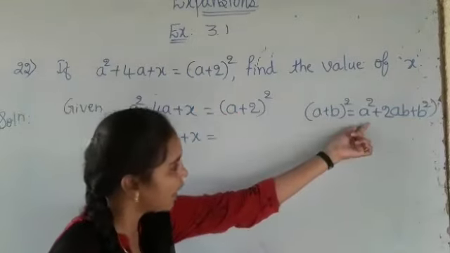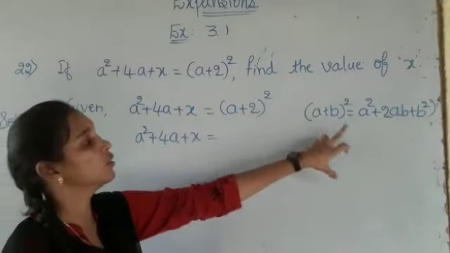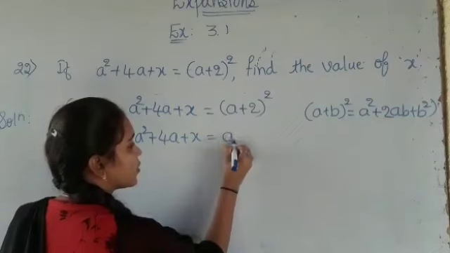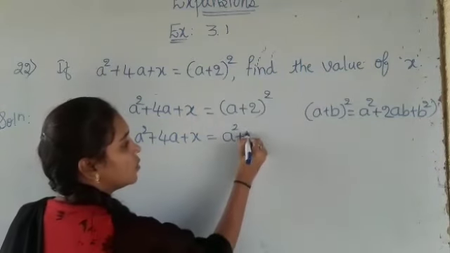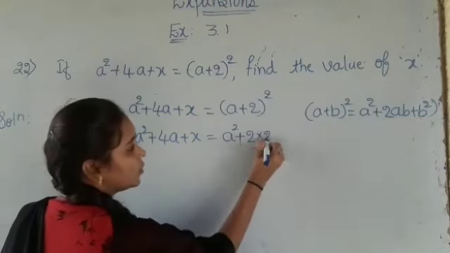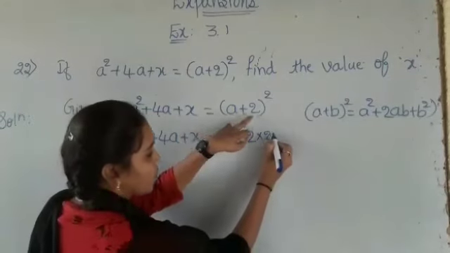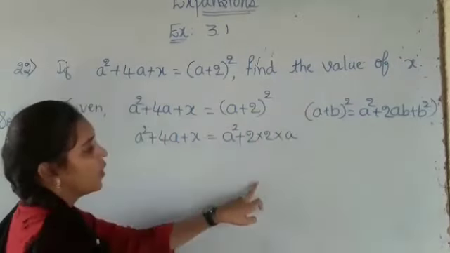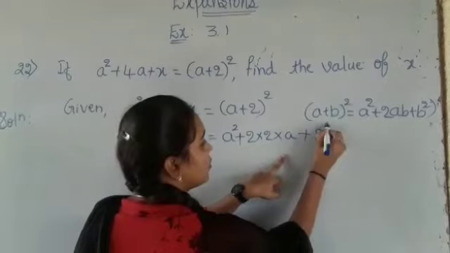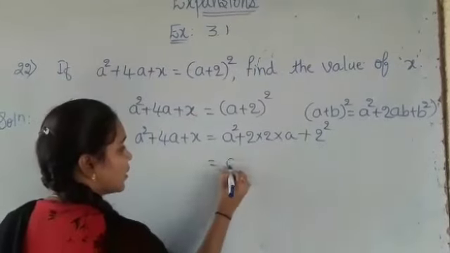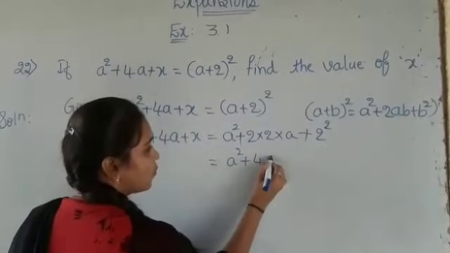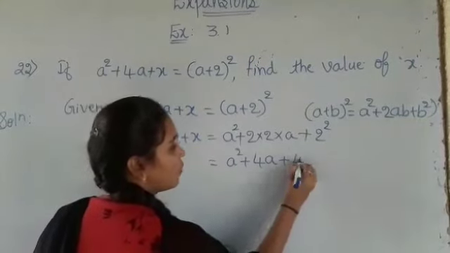Just the value of a is a again. What is the value of b? 2. That we have to write. That is a square plus 2ab, 2 into a into 2, plus b square, that is 2 square. Thus we have a square plus 4a plus 4.